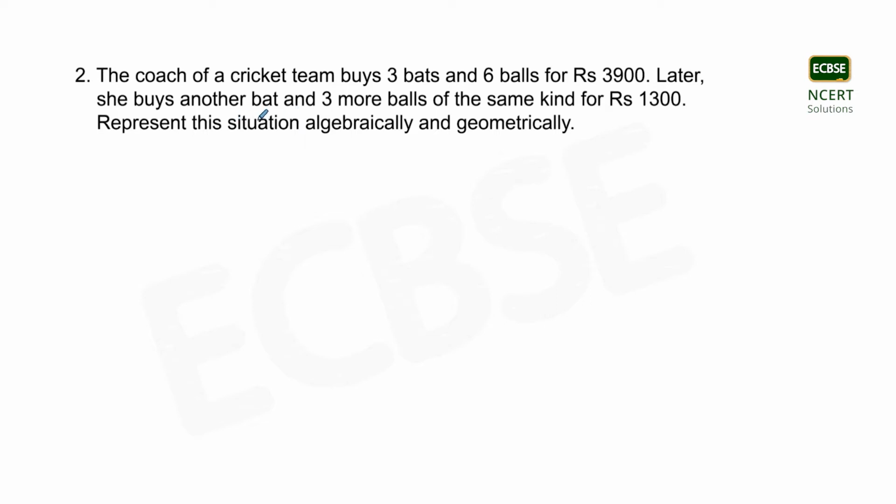What does this sentence mean, that she buys another bat? It means that she buys one more bat, as she has bought 3 bats earlier, and 3 more balls of the same kind. Here, the same kind means that the brand she bought for the 3 bats and 6 balls earlier is the same as the one she bought now for 1 bat and 3 balls.